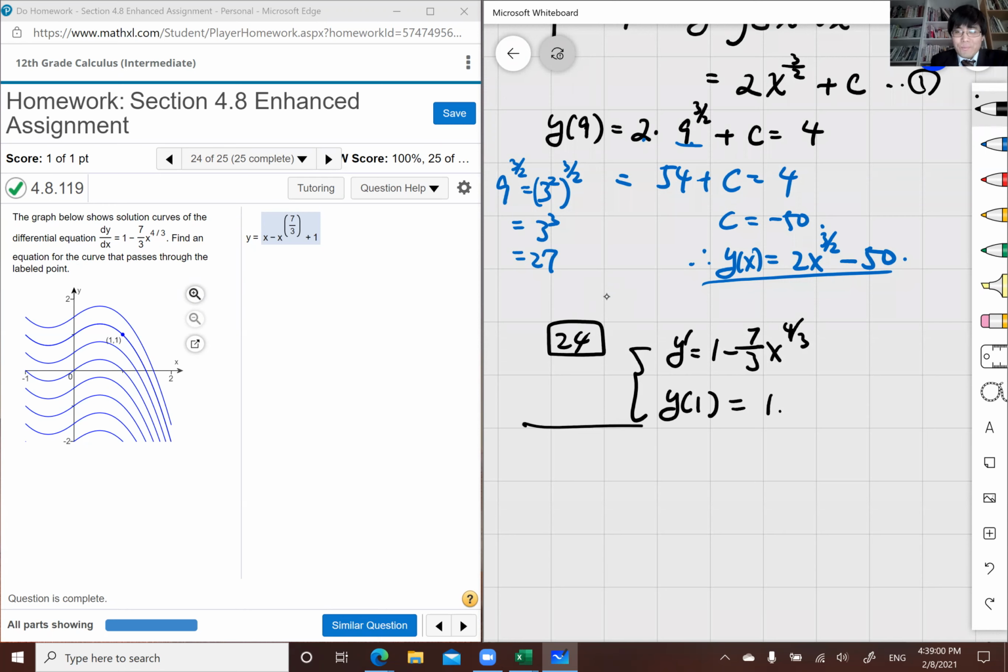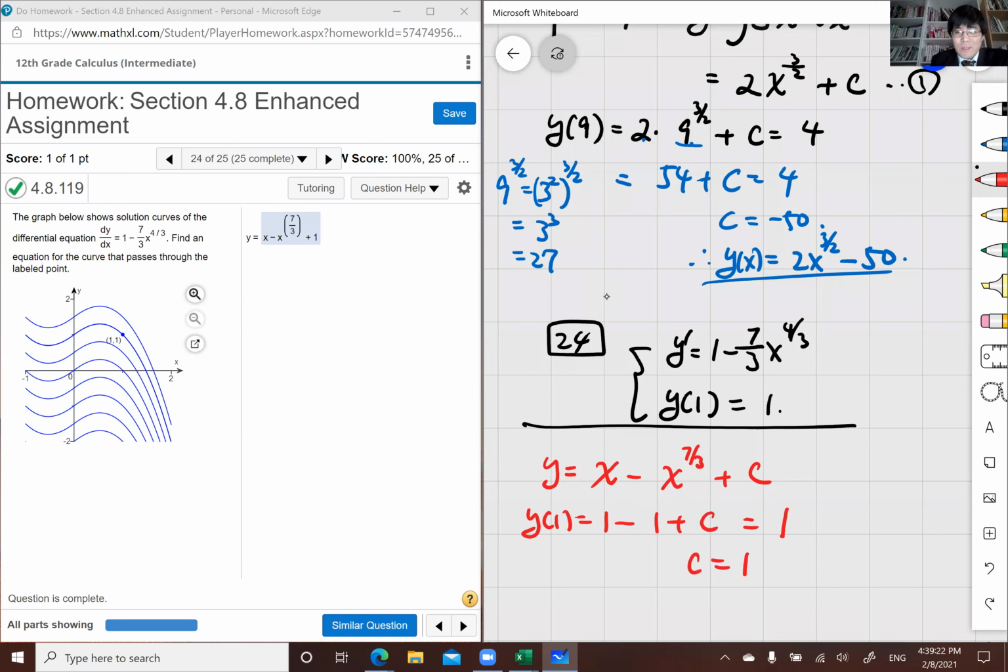Okay. So once you set up this one, you can find y quickly by taking the integral, which is x minus x to the 7/3, raising the power by 1, plus c. And since y of 1 is equal to 1 minus 1 plus c, that's equal to c, so c must be 1. Okay. From these two pieces of information, you can find the answer as on the left side here.